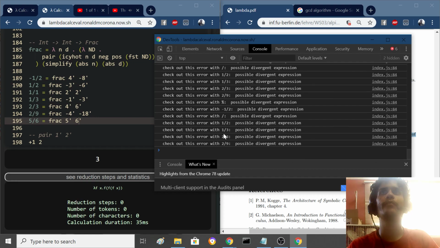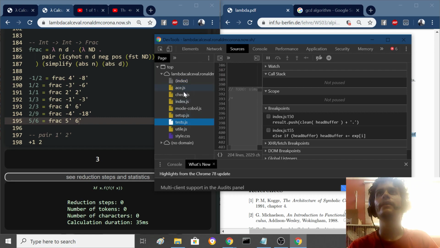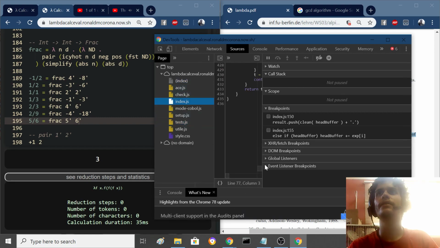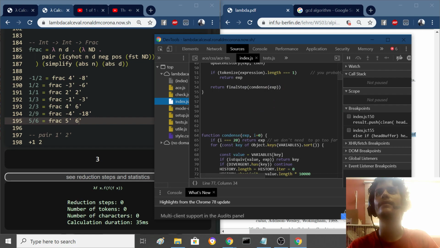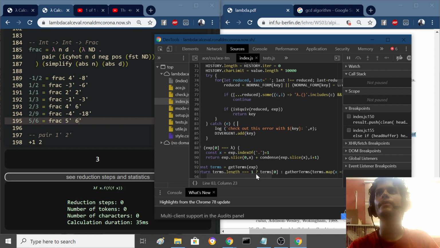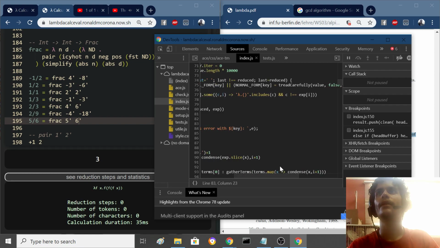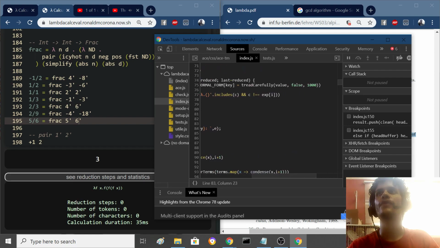So that's why it's saying check out this error, possible divergent expression, index JS84. I think we can raise this limit a little bit. Let me see. Index JS84. I haven't tried doing this yet, but maybe it'll work. All I have to do is change something here. Okay, so tread carefully. This 1,000, I can make it take 5 times longer.